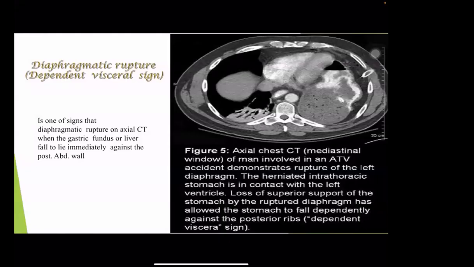Okay, the dependent viscera sign. What is the dependent viscera sign? Usually in a normal CT scan, the diaphragm separates the abdominal organs from the posterior abdominal wall. In patients with diaphragmatic rupture, the abdominal organs, usually the fundus of the stomach or liver, will lie in direct contact with the posterior abdominal wall, as in this picture. This is the fundus of the stomach, as we see here, in direct contact with the posterior abdominal wall.